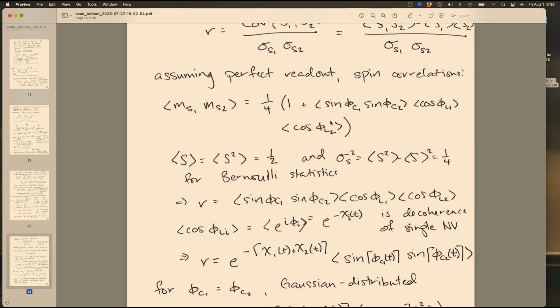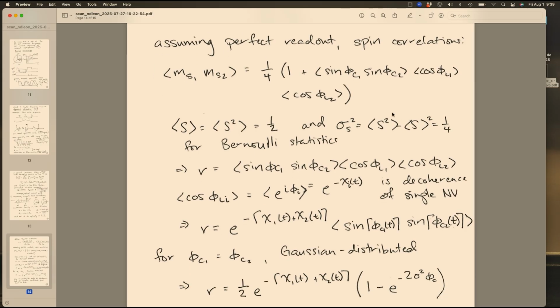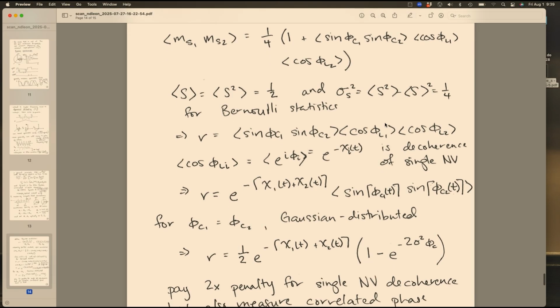This makes a lot more sense if I'm actually writing it out, but let's just talk through it. So let's assume that we have perfect readout, so we don't have to worry about what added noise we have from our readout. Then if I have some spin correlations that look like some correlator between MS1 and MS2, then that's just going to look like this as a function of the phases. So you just get a bunch of correlators between your sines and cosines. And then you have to make a few assumptions to make this nice, like the mean is the same as the variance, which is fine as long as you're in the presence of Gaussian noise.